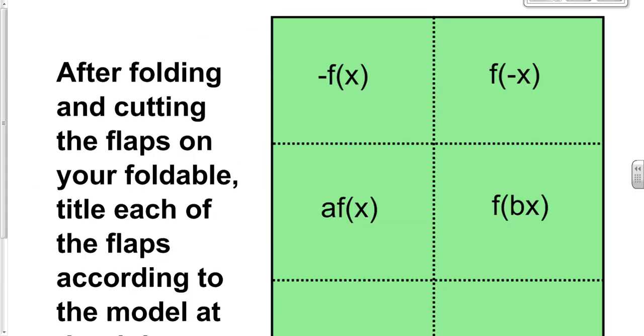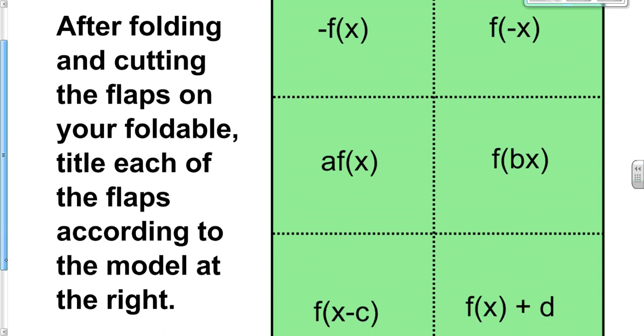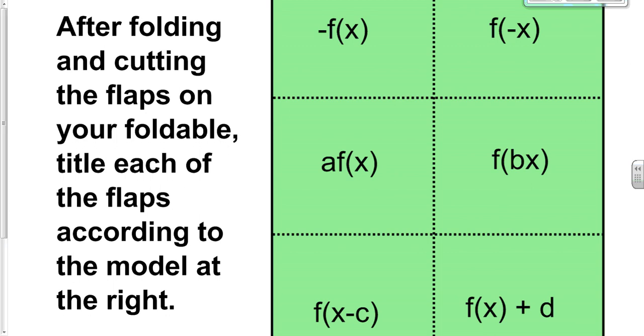Okay, once you have it folded, you're going to title the flaps according to this over here. Okay, so you'll just write those on. We've got negative f of x, f of negative x, a times f of x, f of bx, f of x minus c, and f of x plus b. So you'll just write those on each flap as the titles. Go ahead and pause it if I'm going too fast.